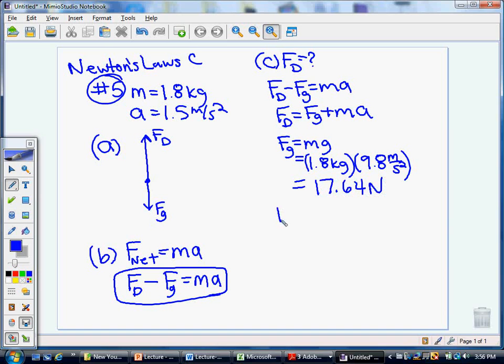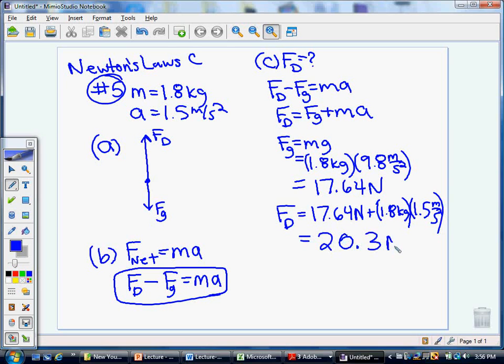Plugging this into the equation now, the force of Dana is going to be equal to the force of gravity, which is 17.64 newtons, we'll round at the end, plus my mass, which is 1.8 kilograms, times my acceleration of 1.5 meters per second squared. Multiplying out and adding together, we get that the force of Dana is 20.3 newtons.